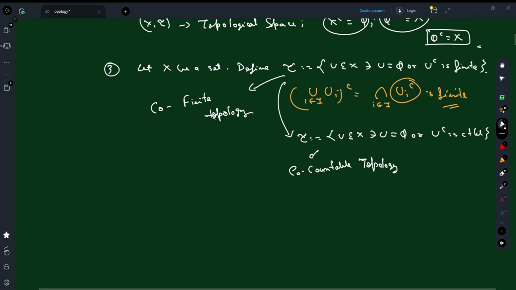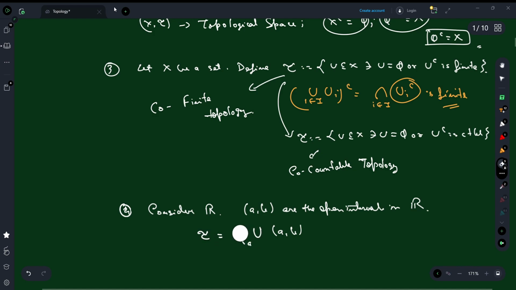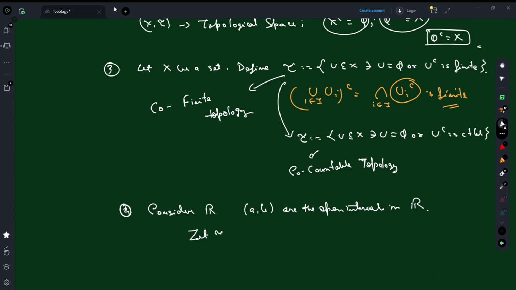And there are obviously more examples. For example, the most familiar one: consider the real numbers, R, in the usual notation, and consider the open intervals in R. So let tau be the collection of all possible unions of these open intervals.